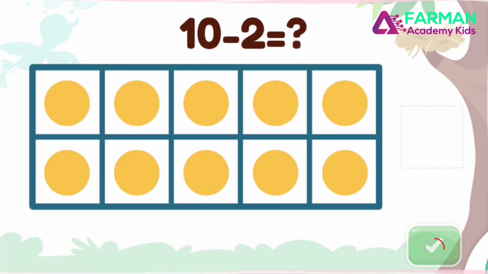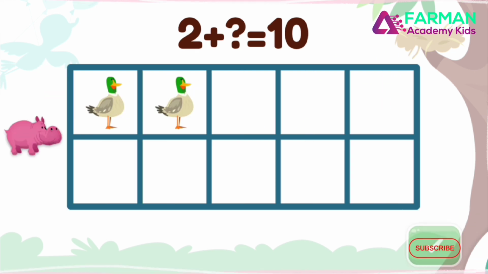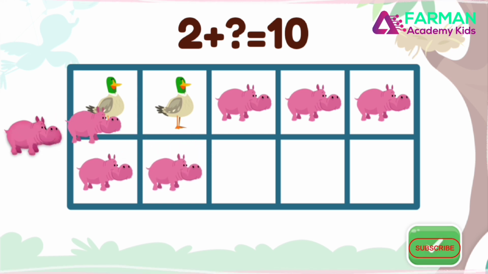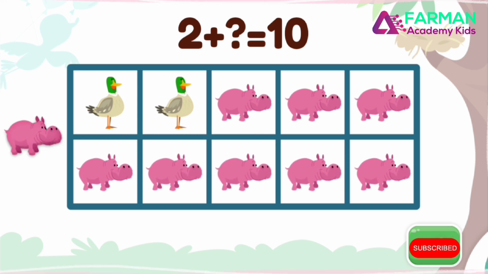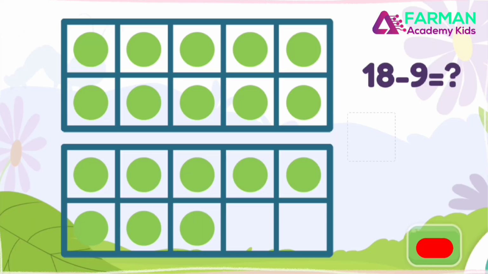Remove the dots from the frame to solve the equation. Awesome! 10 minus 2 equals 8. Add the correct number of animals to solve the equation. Good thinking! 2 plus 8 equals 10. This is another way of solving 10 minus 2.